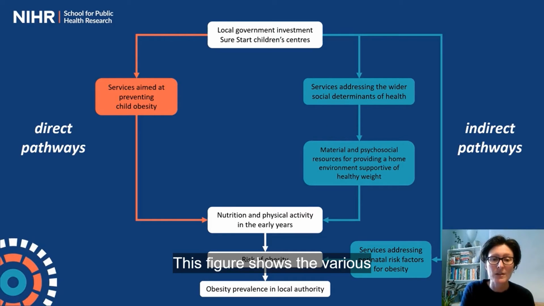This figure shows the various ways that Sure Start children's centres might impact obesity risk, both directly through obesity prevention programs delivered in some centres, and indirectly by providing services that address the wider social determinants of child health, as well as services addressing perinatal risk factors for obesity.